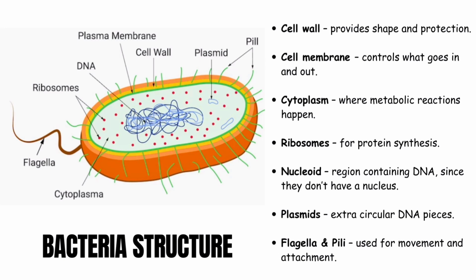The plasmids are extrachromosomal DNA pieces that are capable of reproducing independently apart from the main DNA. We have the flagella and the pili used for movement and attachment, as you can see on the surface of the bacteria. These are just some of the basic organelles contained in a functional bacteria.